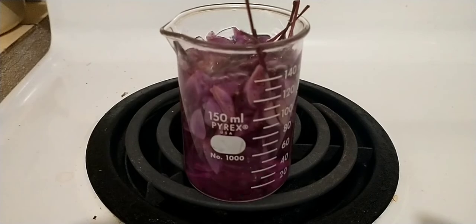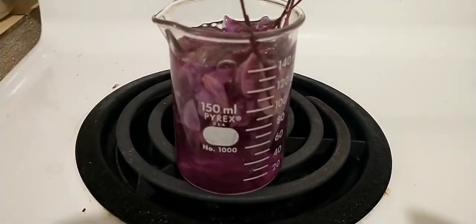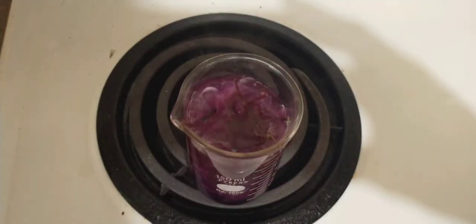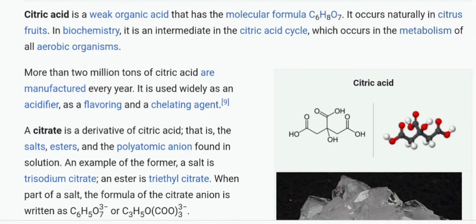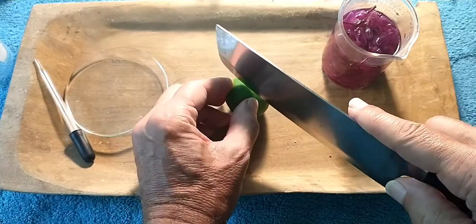You can see that the water is boiling. Be careful, that glass is hot. And the purple color is coming out of the flower. You can see the fluid has turned a purple color. Now I need a floral litmus solution that changes two ways. Here you can see a description of citric acid briefly. You can go back and pause that to read that. But I need something that will change two ways.